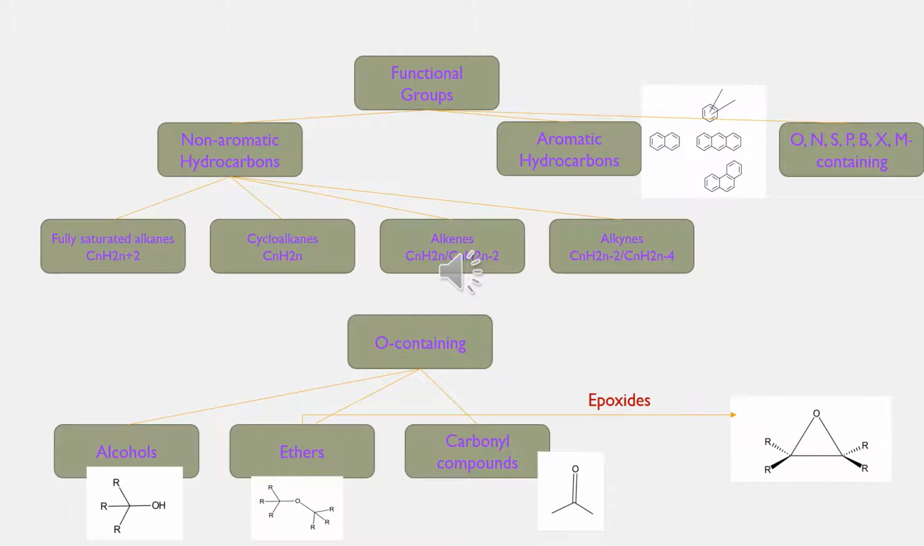Hydrocarbons, of course, are compounds that are comprised only of carbon and hydrogen. There are non-aromatic hydrocarbons, which basically don't contain a benzene ring. Let's just leave it at that for now. And there are aromatic hydrocarbons that do contain a benzene ring, and that's what's shown as an example here. You can see some compounds for aromatic hydrocarbons.